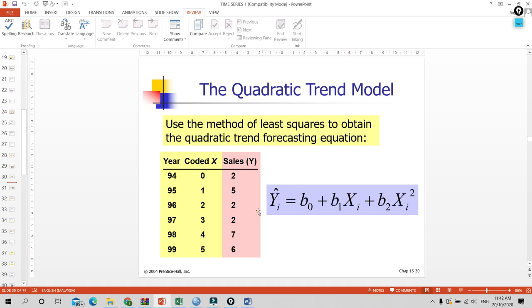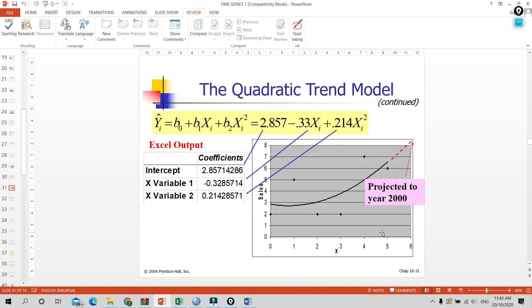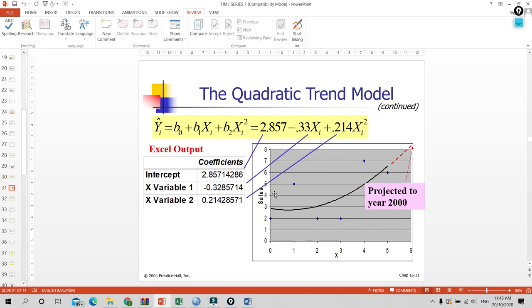So our data just now is 2, 5, 2, 2, 7, 6, and the equation involves x and x squared. So this is our x, and the other part we need to find is x squared. We just square the x value. Let's look at this example. We know that the answer for the equation is 2.857. So we try to use SPSS to solve this one to get a trend line.